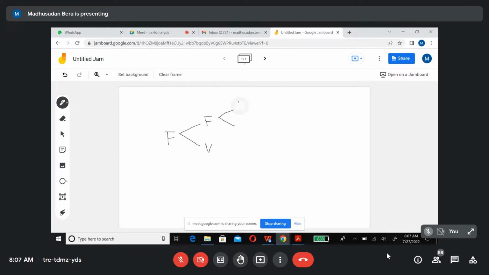Then the second one will be either fixed rate or variable rate. The third one, again, F or V. Here also fixed rate or variable rate. Again the fourth one, either F or V, for each branch. Similarly, if we start from V, then either F or V. So that way we can write.